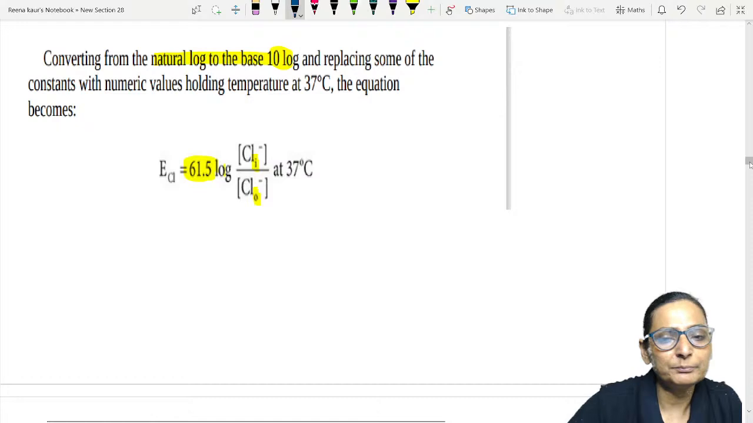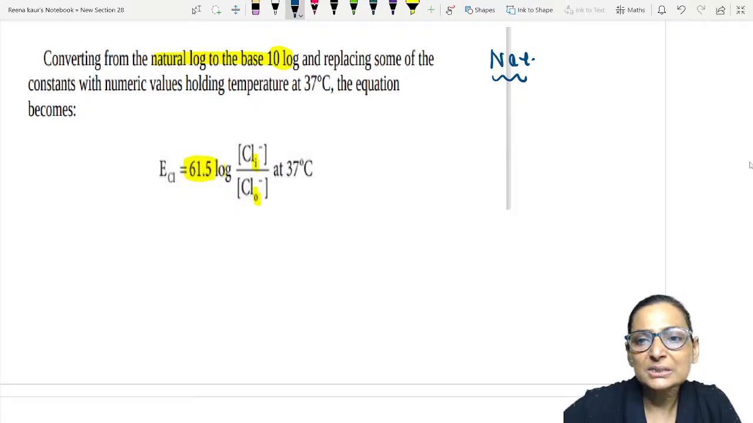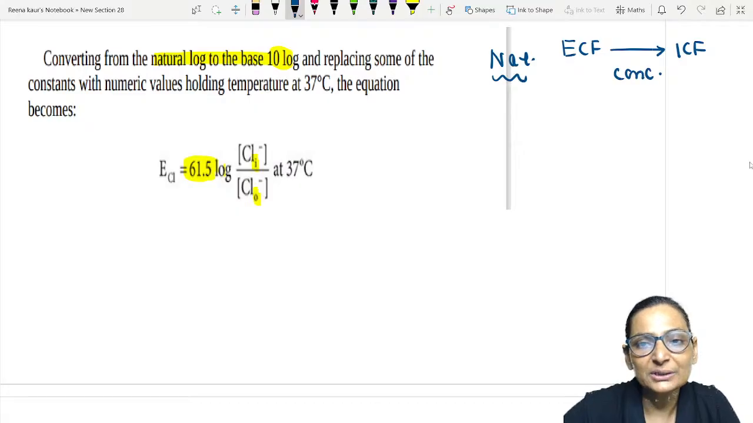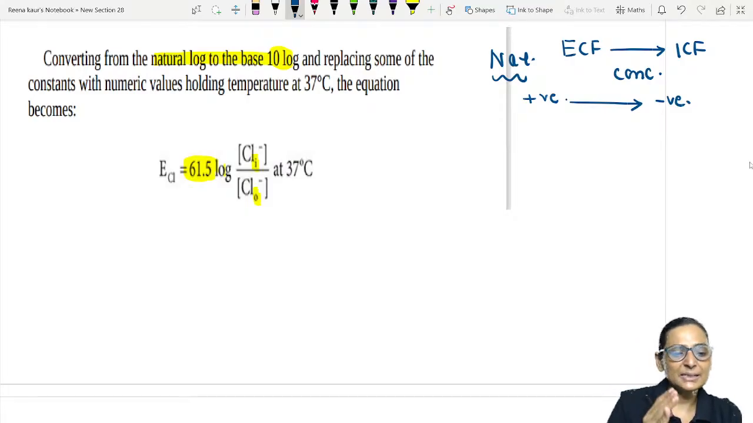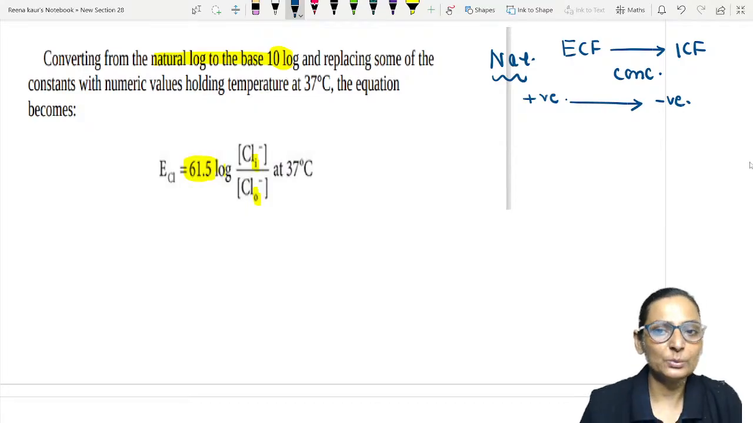If we talk about sodium, where is the sodium concentration more? In the ECF. So it will always have a tendency to come inside. So this is called the concentration gradient. And why does it always want to come inside? Because the inside is negative and sodium is a positive ion. That means in the case of sodium, the electrical gradient and the concentration gradient both are in the same direction, that is towards inside, right? Both of them are towards inside.